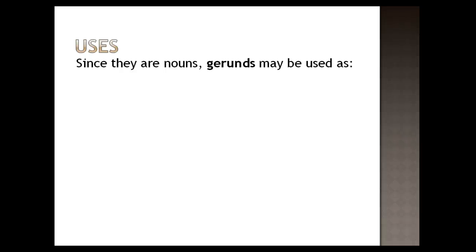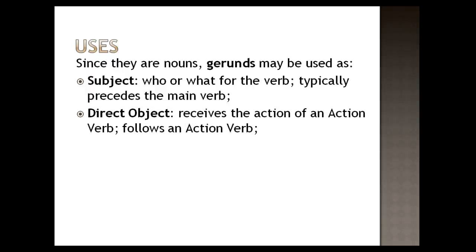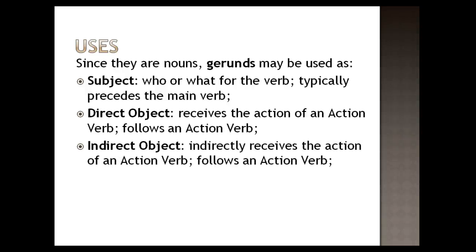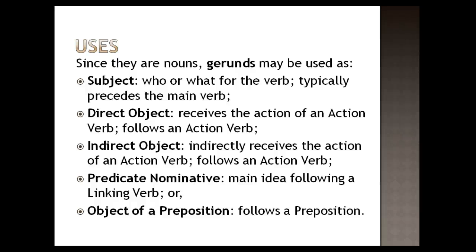Where it gets tricky in 9th grade and beyond in terms of using a verbal is understanding how it's applied in a sentence. Since they're nouns, gerunds may be used the same 5 ways that nouns can be. They can be a subject, the who or what for the verb, typically coming before that main verb. Gerunds can be direct objects, receiving the action of an action verb after that action verb. They can be indirect objects, which indirectly receive the action of the action verb. They can be a predicate nominative, which is the main idea following a linking verb, or they can be objects of a preposition, which is following that preposition.